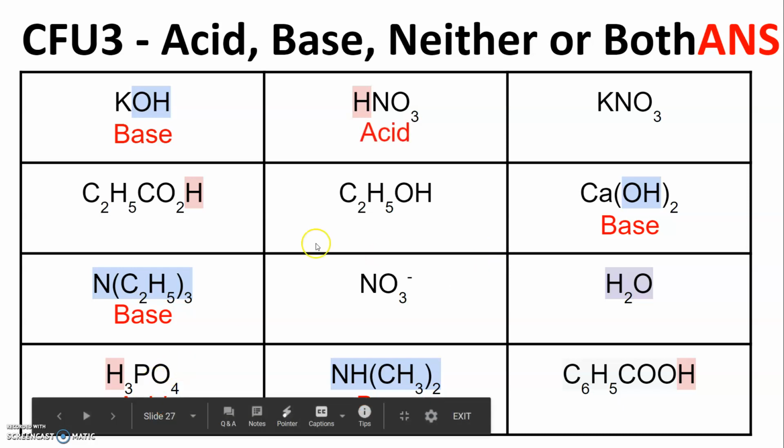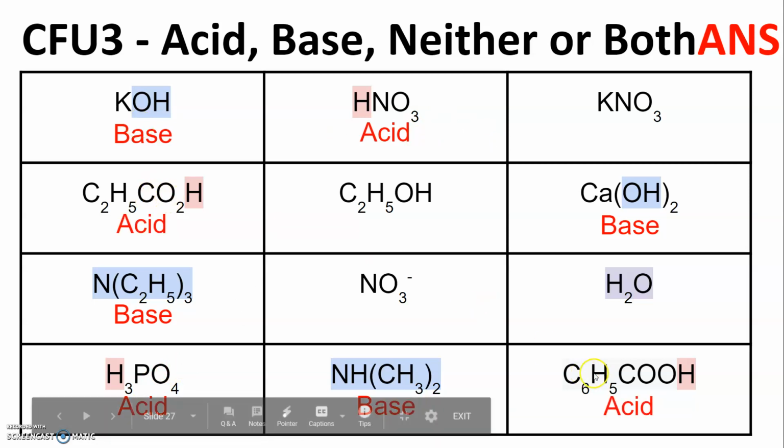HNO3 and H3PO4, they're acids. You see the H in the front. And then these two are acids. They have the COOH group in the back. Remember, the COOH group can be written as CO2H or can be written as COOH.